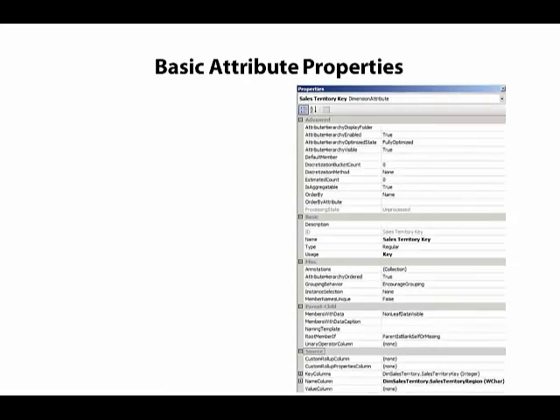Most of our work in setting up a dimension involves configuring attribute properties. Let's take a closer look at that process now. When we select an attribute in the Attributes pane, we can view its properties in the Properties window. Here we can see the properties for the Sales Territory Key attribute.